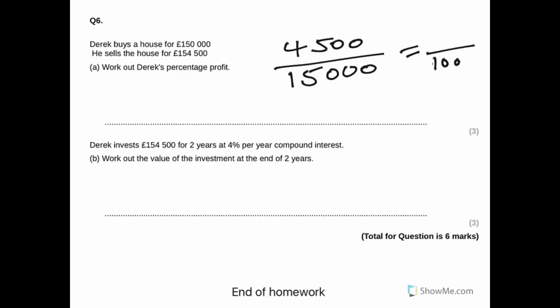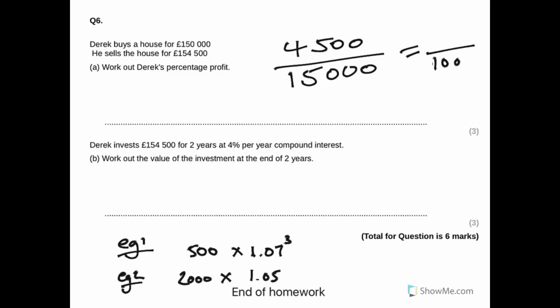Part B, the last bit of the homework, very quickly, I'll do an example. If I wanted 7% for 3 years, let's say a £500 item was going to be increasing by 7%, 1.07, that's how you make something 7% bigger. Let's say it was for 3 years, I would do it to the power 3. If I wanted a different example, let's say example 2, if I wanted £2,000 to increase by 5%, I'd use 1.05, and let's say it was for 9 years, I'd put power 9 there. So that is how you would type it into a calculator.